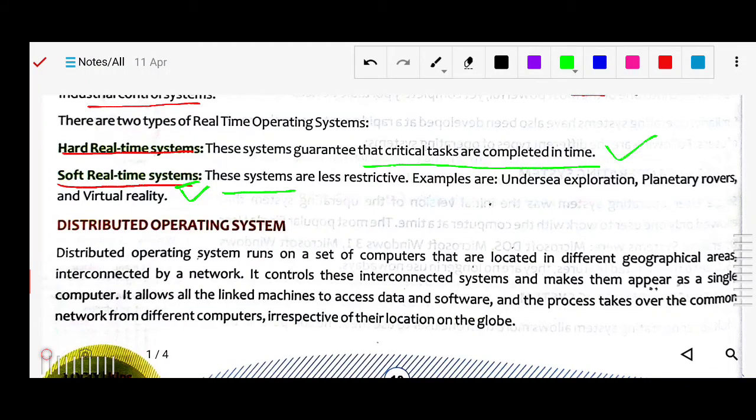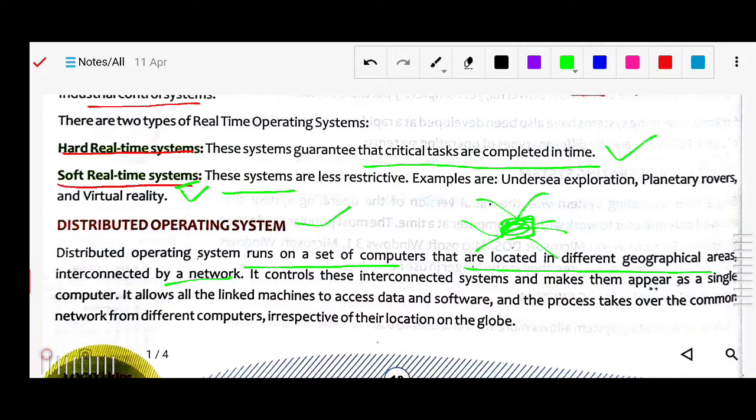Now next is the distributed system. It is a type where you have one computer and different computers sharing your data. That is called a distributed operating system. This type of system runs on a set of computers located in different geographical areas, interconnected by networks. So many computers are there, and all these computers are connected with each other. It controls the interconnected systems and makes them appear as a single computer. All will be connected and they will look like a single one.